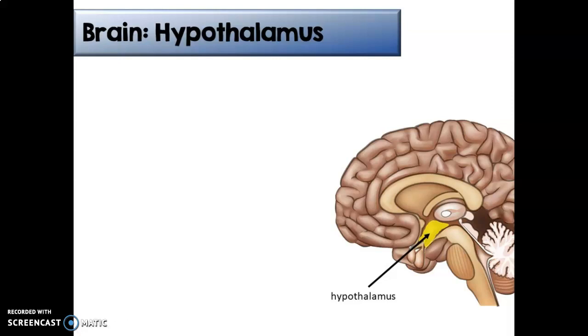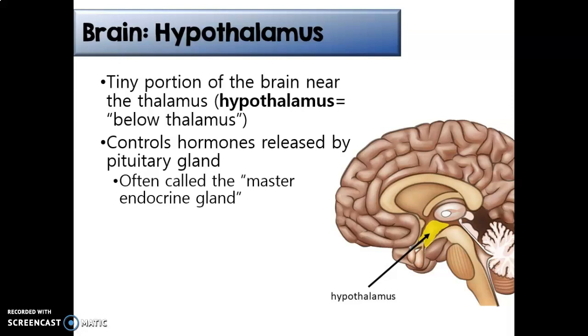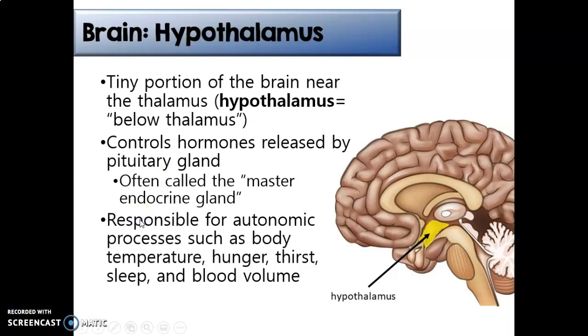Hypothalamus. Hypothalamus simply means below the thalamus. It's a tiny portion of the brain near the thalamus, and this is where it controls the pituitary gland, which you can see right here, posterior and anterior pituitary gland. Remember that your pituitary gland is in charge of a lot of involuntary actions, such as your body temperature, hunger, thirst, sleep, and blood volume.